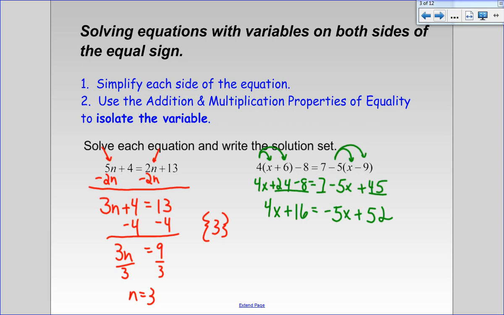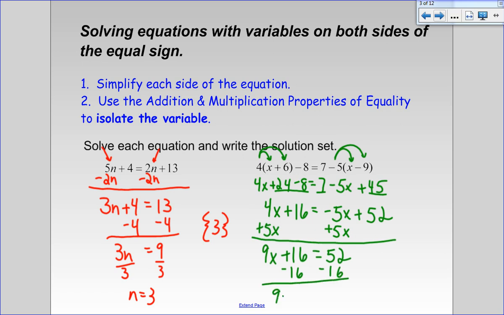Now we're at the point where our x's are on opposite sides of the equal sign. So I want to combine my x's, and this time I'm going to add 5x on each side, so I end up with a positive 9x. I could have subtracted 4x from each side, but I prefer to work with positives, so I added 5. And now we're down to just 2 steps left. We subtract 16 from each side of the equation, so 9x equals 36, and when we divide each side by 9, we get x equals 4. And so 4 is our solution to this equation.